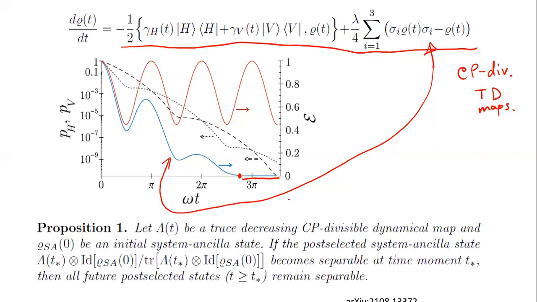And it is easy to prove the following result. So let lambda be a trace decreasing completely positive divisible dynamical map, and rho SA is an initial system-ancilla state. So if the post-selected system-ancilla state becomes separable at time moment t star, then all future post-selected states remain separable. So if it happens that we observe some non-zero entanglement after it was 0, it is an indication of non-Markovianity. And this indicator of non-Markovianity is already applicable to trace decreasing maps.